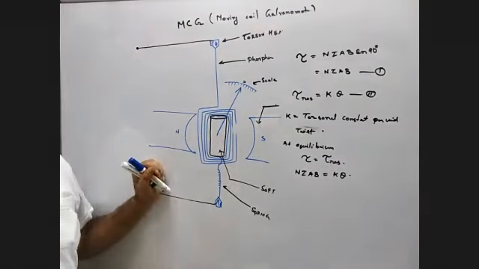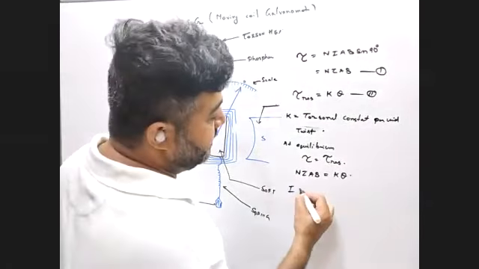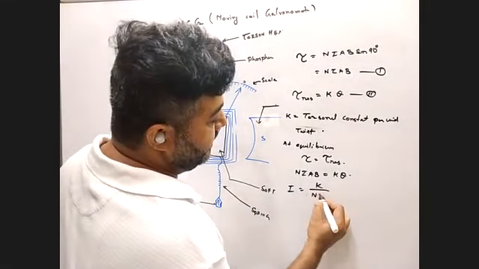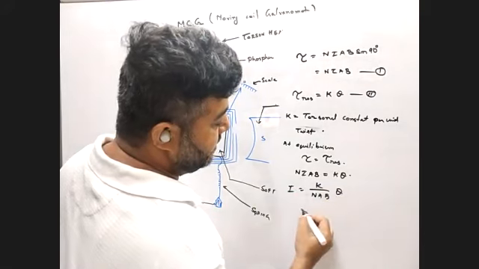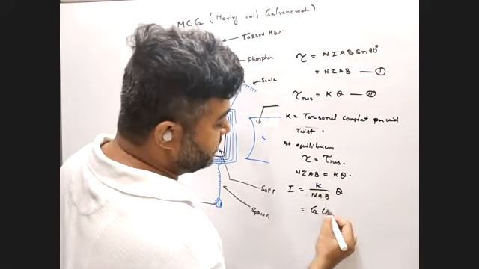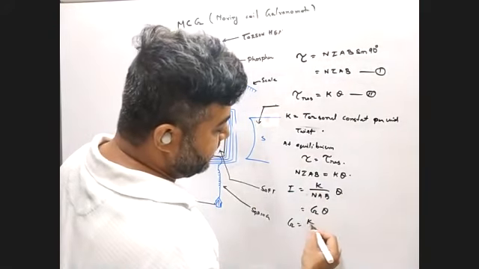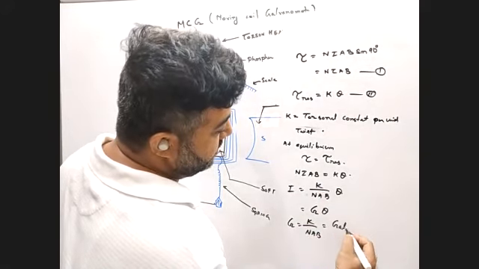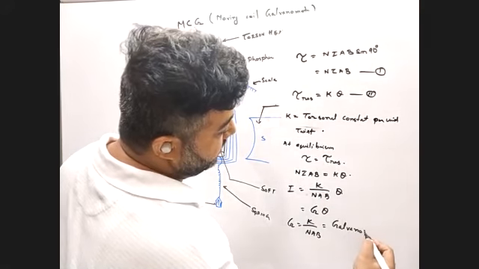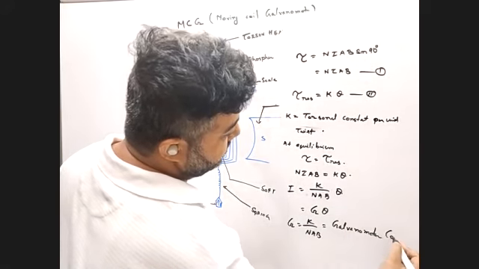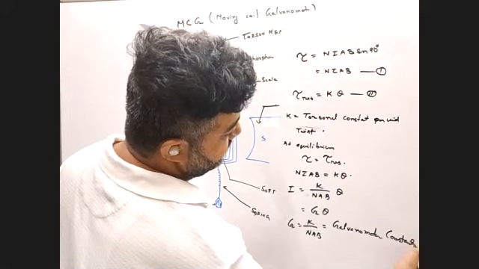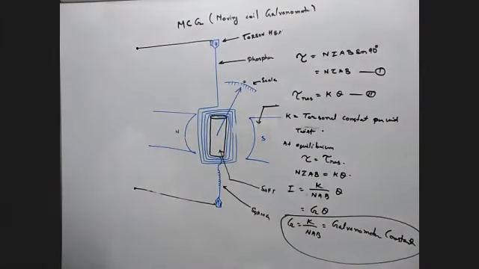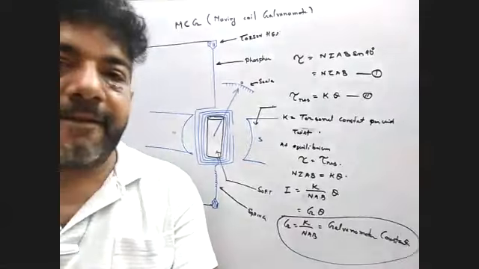Is it clear, everyone? So what I get is I equals K by NAB into theta, that is a constant G theta, where G equals K by NAB is called the galvanometer constant. Hope you understand up to this. Is it clear, everyone? Yes, sir.